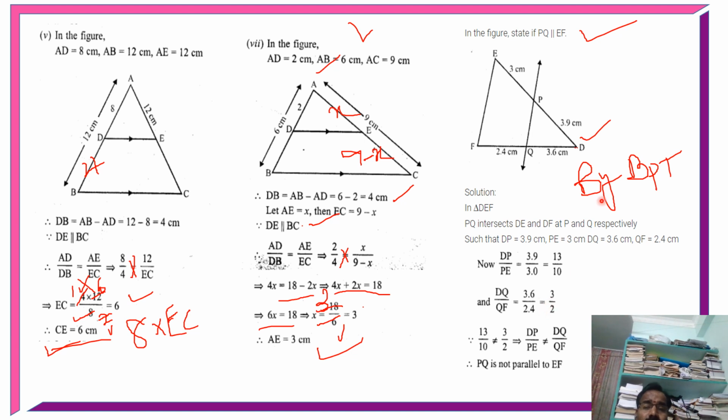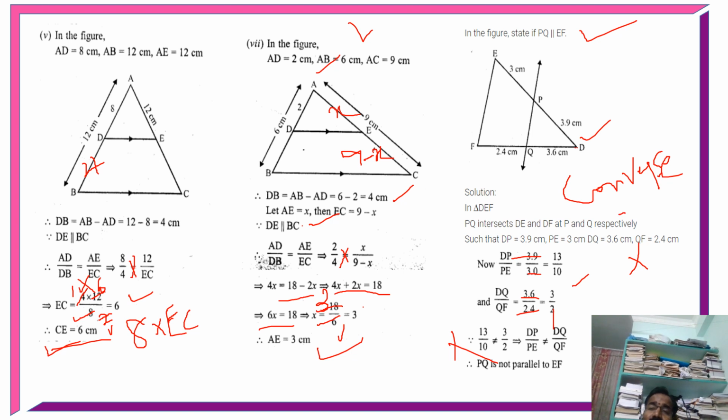But here we are using the converse of, I'm sorry children, here we have to prove parallel. So to prove parallel, if these two ratios are equal, they are parallel. If not, they are not parallel. Here, we can write 39 by 30. Doing cancellation, we got 13 by 10. Doing cancellation here, 3.6 by 2.4 is 3 by 2. These two ratios are not equal, so they are not parallel. By the converse of the basic proportionality theorem, the converse of BPT, here we used the converse of BPT.